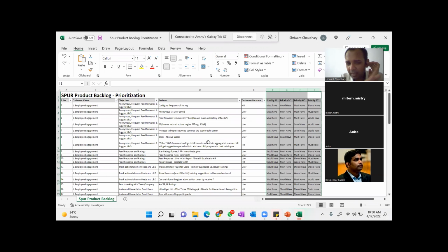So you have the list, then the team is sitting together in a room and you are asking each person individually to prioritize based on the customer persona. Think from the shoes of the customer persona or the user, this line, column E, based on that person's view. Do you feel that that person would require this feature or may not require this feature? Means what is your priority for that particular user?